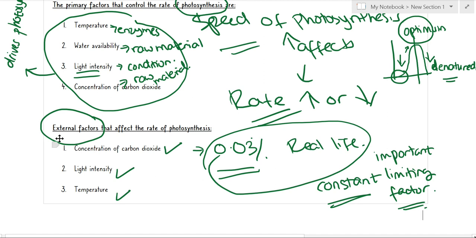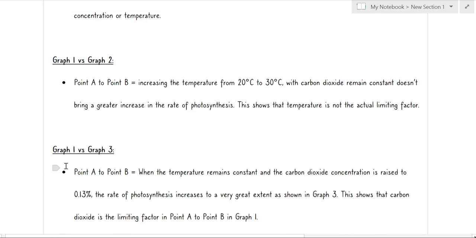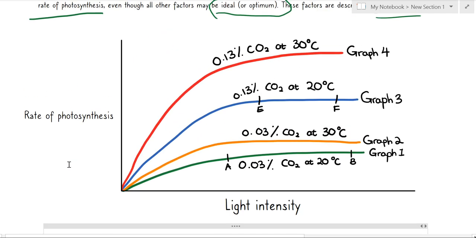We can only change the carbon dioxide concentration in an experiment, in a lab kind of environment. Okay, so how does this relate to everything else? In your exams, you will always be shown this graph. You will always be shown a rate of photosynthesis graph.